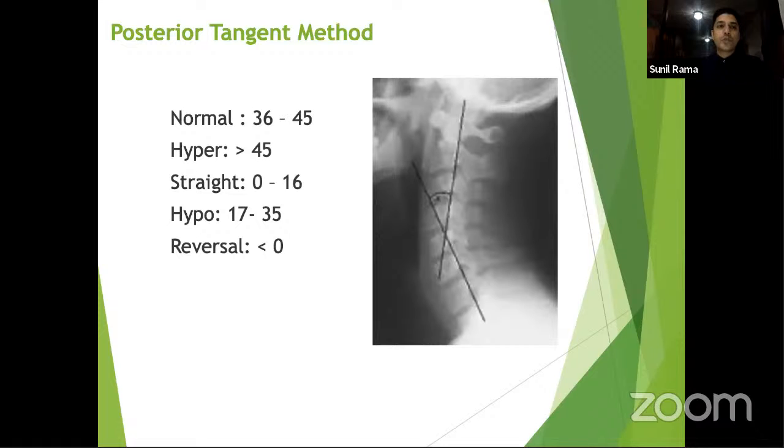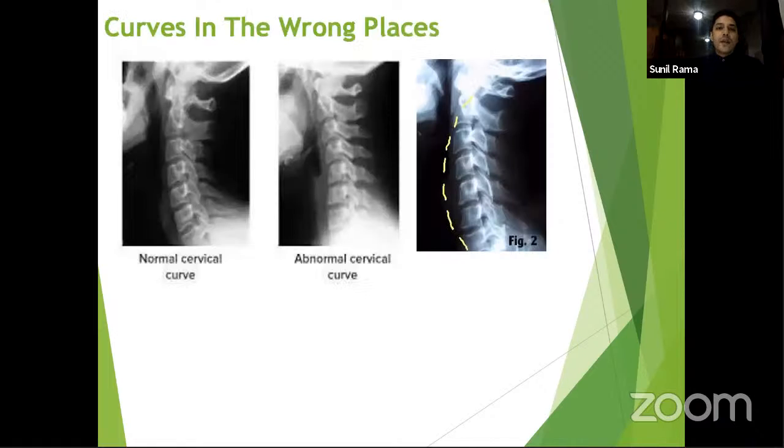The next slide shows the posterior tangent method and how we have a line from the back of C2 going all the way down, and from the C7 going all the way up with the posterior vertebral body, and that angle is measured. So a straight cervical spine is 0 to 16 degrees, and any reversal of that cervical spine is less than 0 degrees. Of course, a normal cervical spine X-ray using this method is between 36 and 45. So these are complete curves in the wrong places that we start to see.